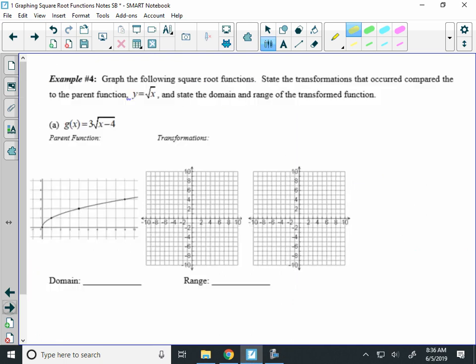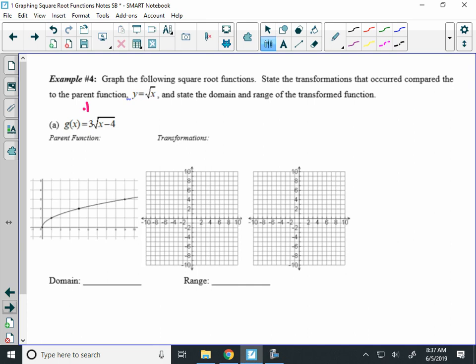Now let's get back to transformations. Let's get back to graphing. I have the function. We did this multi-step graphing back in Unit 5. G of x equals 3 times the square root of x minus 4. I graphed the parent function for you. We're going to start by stating all the transformations and then graphing them. Then we'll find the domain and range.